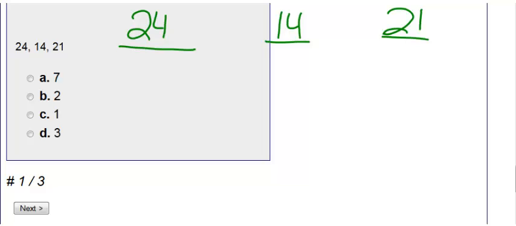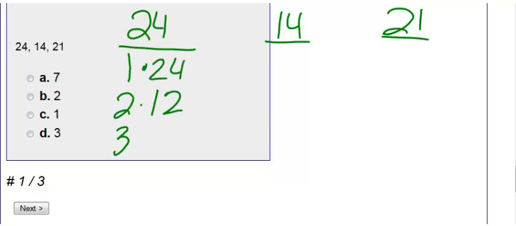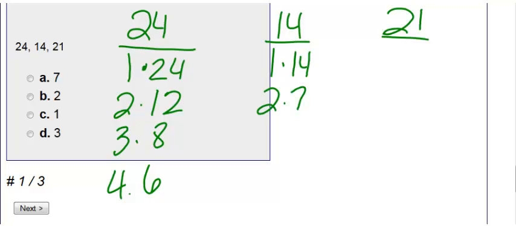So first I'm just going to list my factors of 24. 1 times 24, 2 times 12, 3 times 8, 4 times 6. My factors of 14: 1 times 14, 2 times 7. Once you get better, you won't have to list every single thing. Here we have 1 times 21 and 3 times 7.